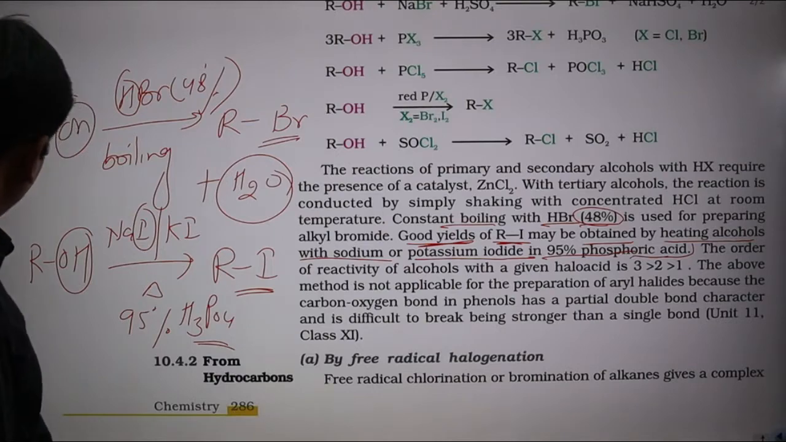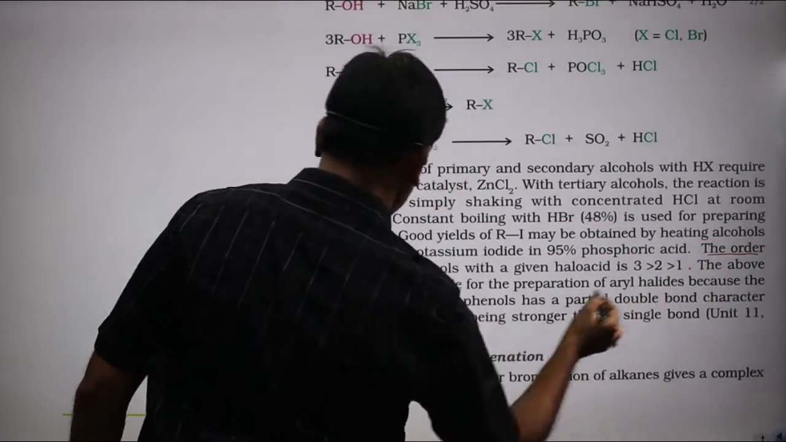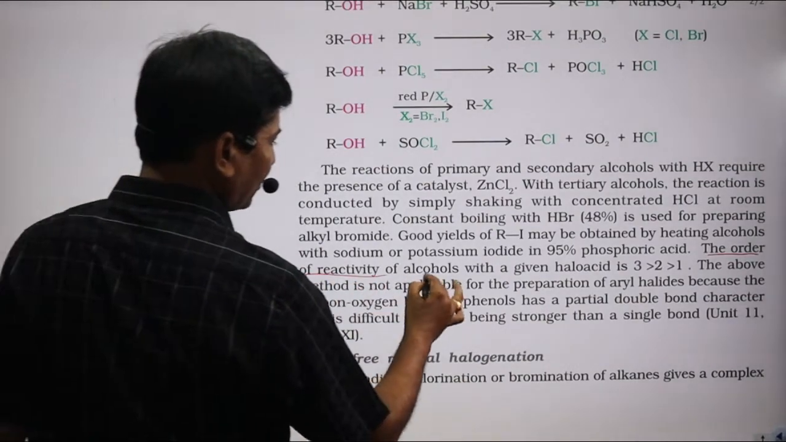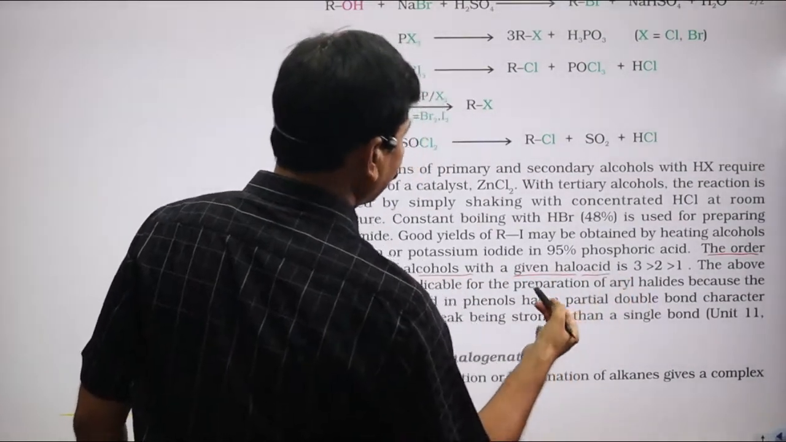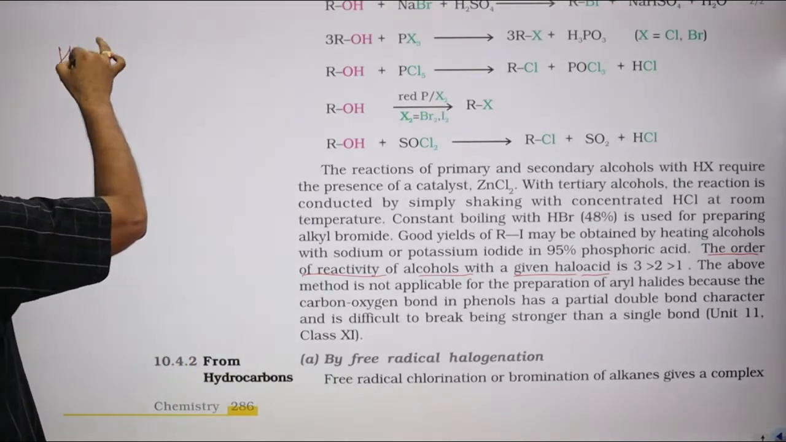Next important part: it says the order of reactivity of alcohol with given halo acids. Halo acids are nothing but hydrogen halides. Let's say we have hydrogen halides.